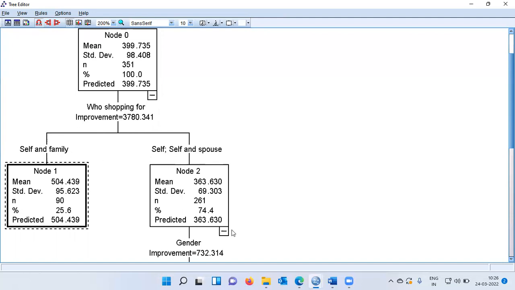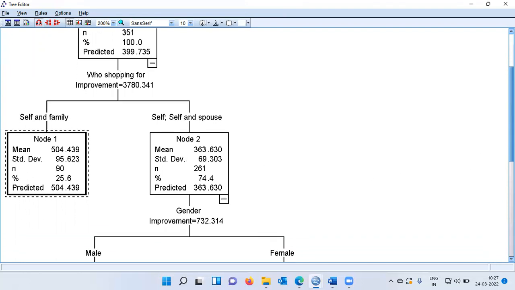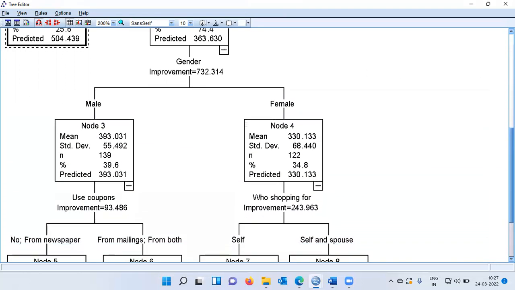Let me look at the second branch here. If a person is shopping for himself or for his spouse, the average amount is $363, which is less than the baseline spend of $400. They are not big spenders, but I can't make a decision based on this node. So let me scroll down and look at the customer's gender.